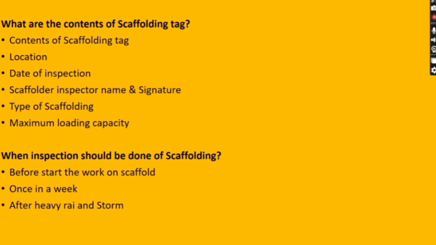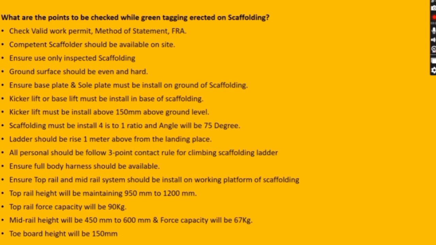Next question, when should inspection be done of a scaffolding? Before start the work on a scaffold, once in a week, after heavy rain and a storm. What are the points to be checked while green tagging an erected scaffolding? Check valid work permit, method statement, formal risk assessment, competent scaffolder should be available on site. Ensure use only inspected scaffolding.